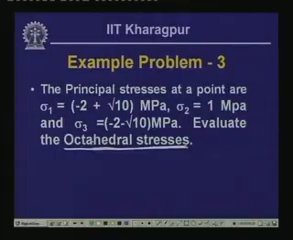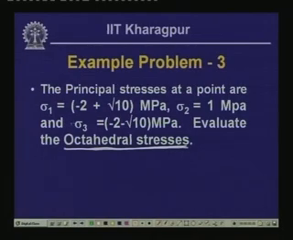which act on the octahedral plane, and octahedral planes are the planes which are equally inclined with respect to the principal axis sigma 1, sigma 2, sigma 3 axis system. Now, if we know the values of principal stresses at a point, we can compute the values of octahedral stresses.